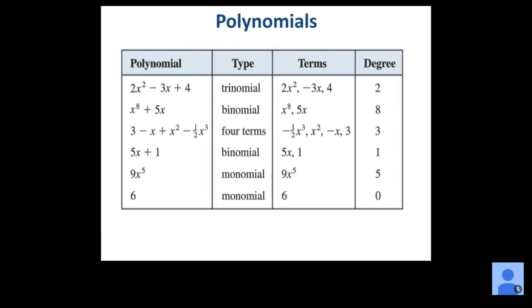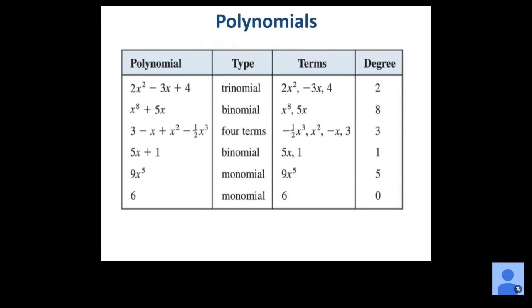Once we get above 3 terms, we don't really have special names for those, so we would just say the next one is a 4-term polynomial. Again, those terms would be positive 3, negative x, positive x squared, and negative 1/2 x cubed. And then we have another binomial, 5x plus 1.